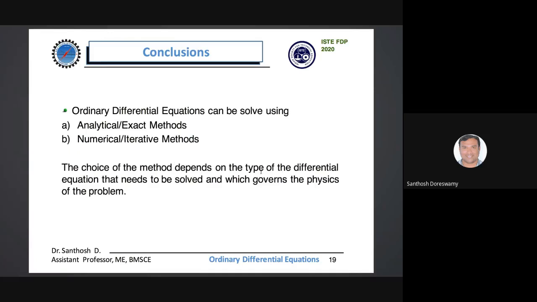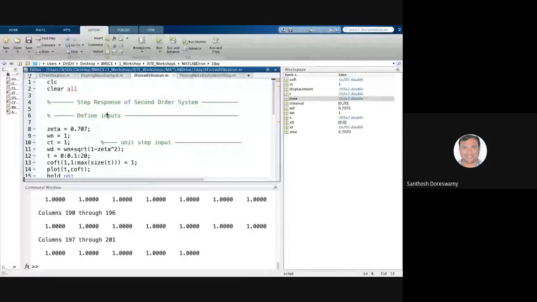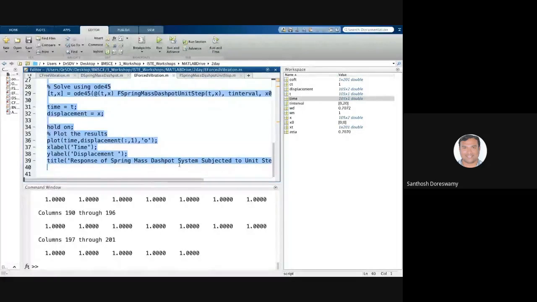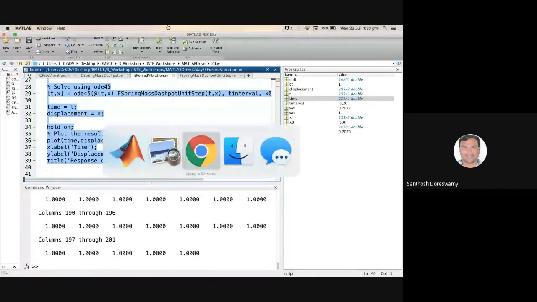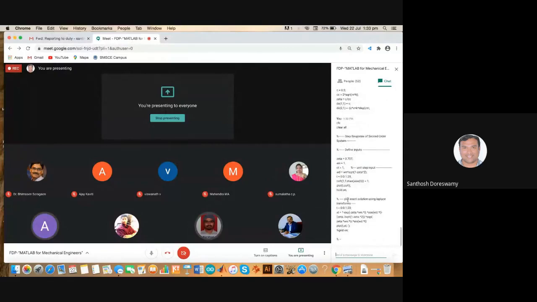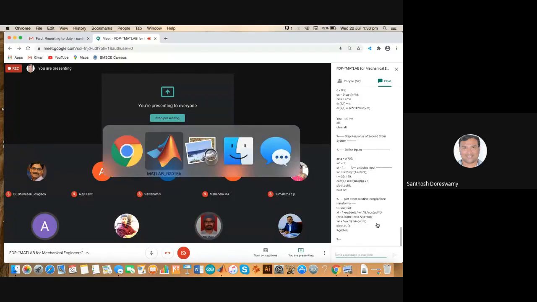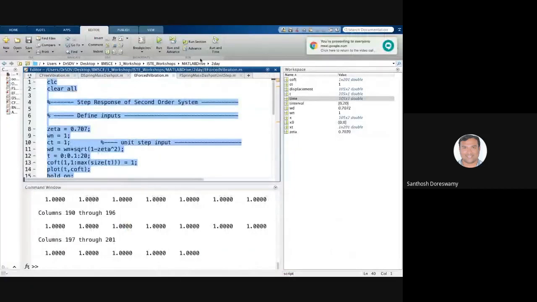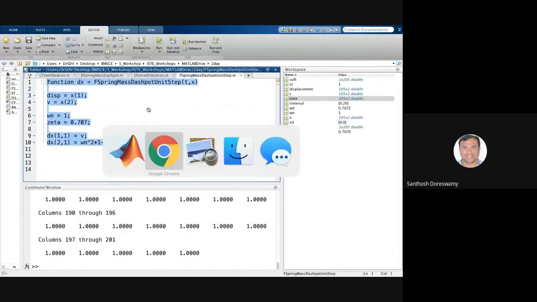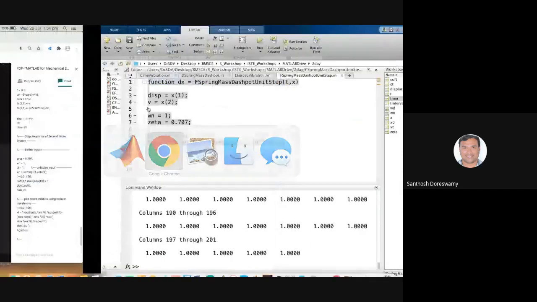Meanwhile, before I conclude, I will try to send you this code for your forced response. Here it is in the chat.